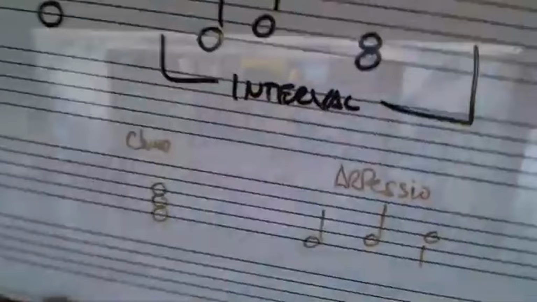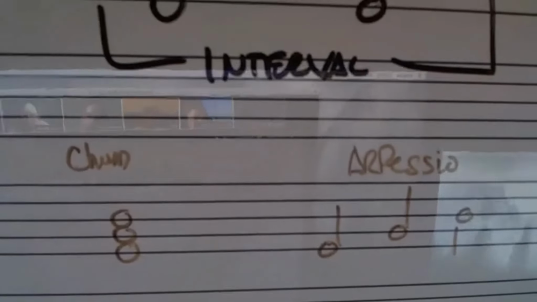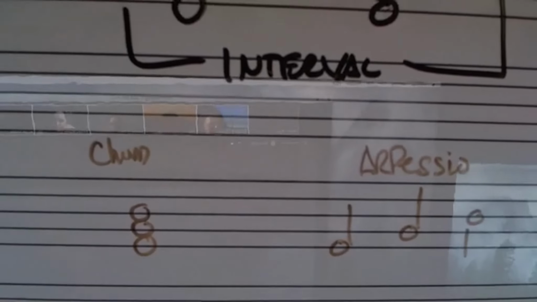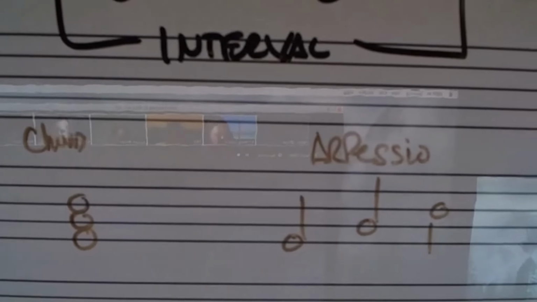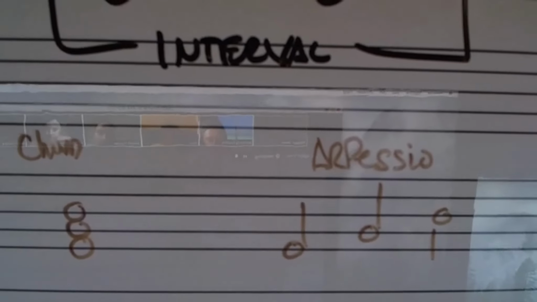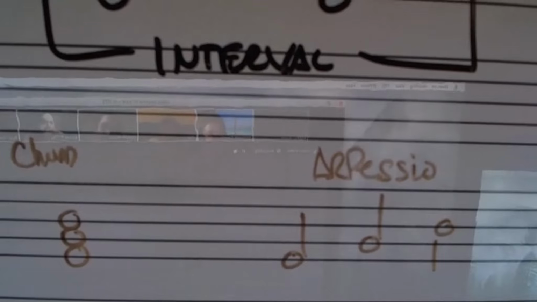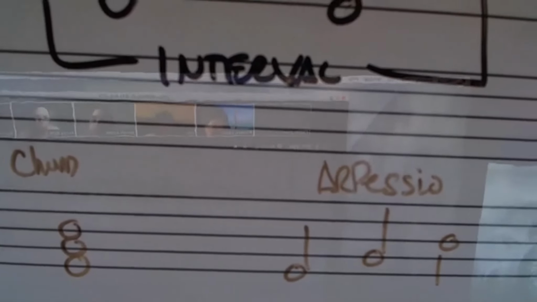Now, a chord. If we got a chord, we want to go E, G, B. That's a chord. And an arpeggio. There's a chord, and then an arpeggio. So E, G, B is a chord played at the same time. And if you play them separately, it's called an arpeggio. Okay, so those are some basic definitions there.